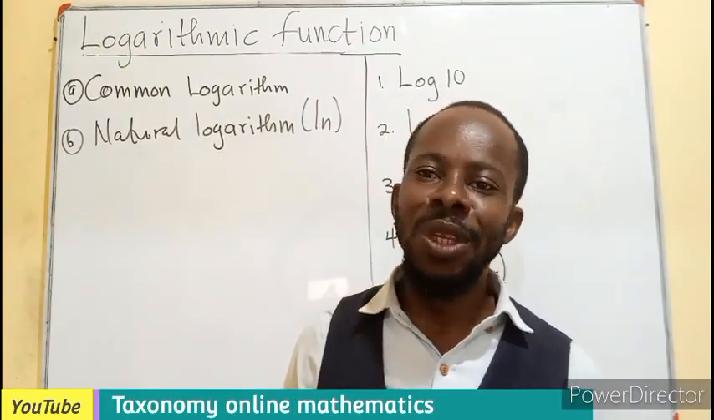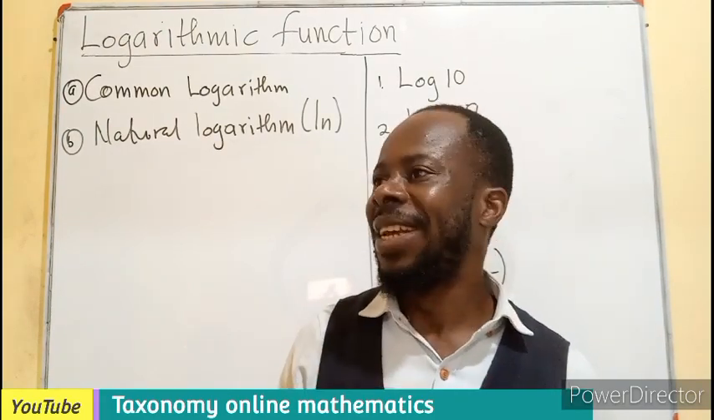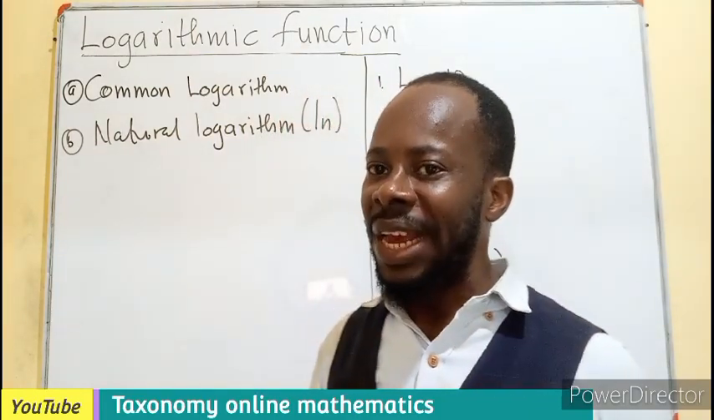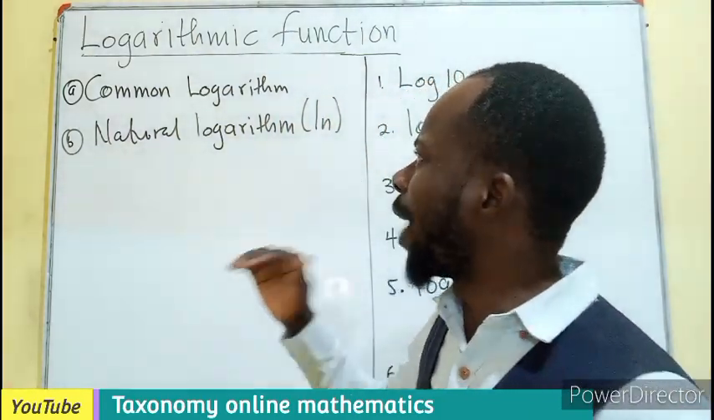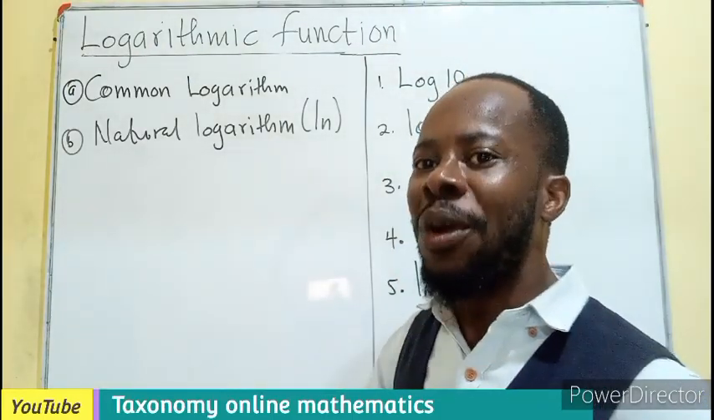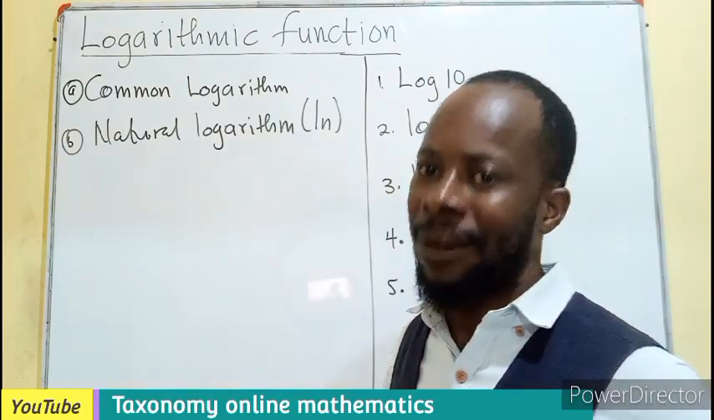We are still continuing the tutorial on logarithmic function. Here we want to play around with some of the properties we have learned so far. But before then, let's define what a common logarithm stands for. When we talk of a common logarithm, we are referring to a logarithm with the base 10.